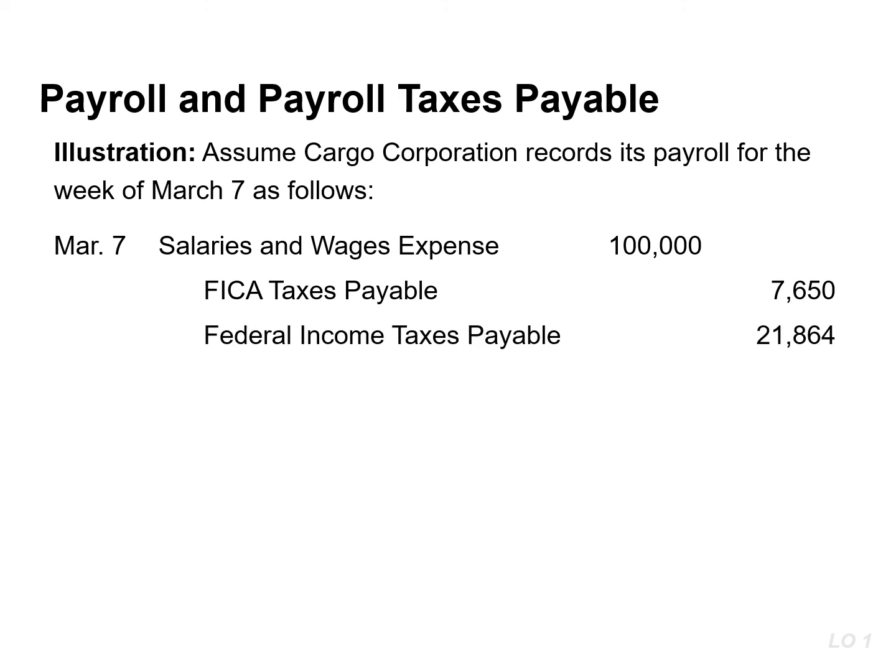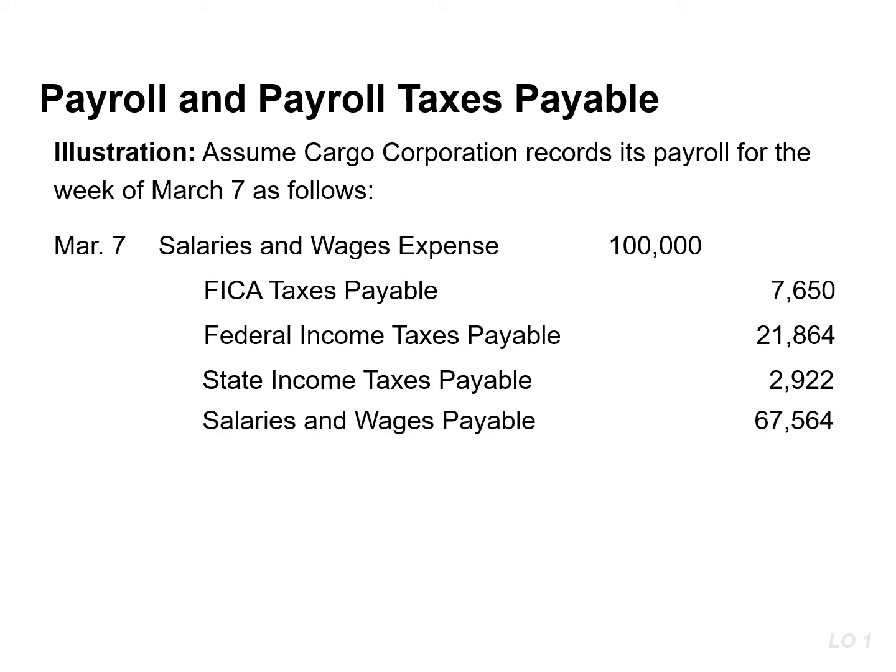We also withheld $21,864 for federal income taxes, which will result in a credit to federal income taxes payable. And lastly, we withheld state income tax in the amount of $2,922, which results in a credit to state income taxes payable. The gross earnings less all payroll deductions is the net pay, which in this example is $67,564.